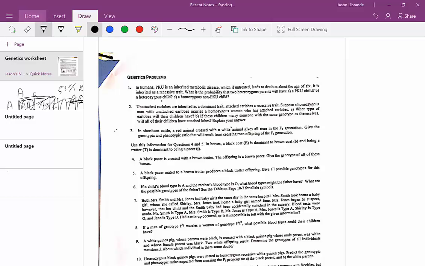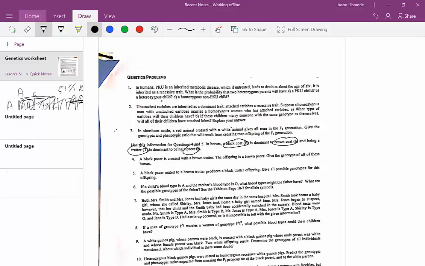Okay, so questions 4 and 5. In horses, black coat is B. That's dominant to a brown coat. And being a trotter, T is dominant to being a pacer. Okay, so a black pacer.